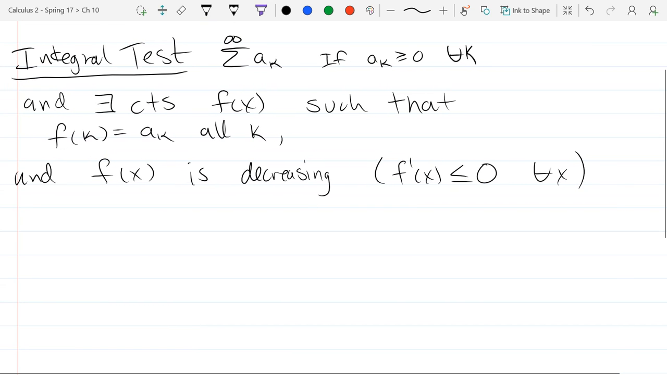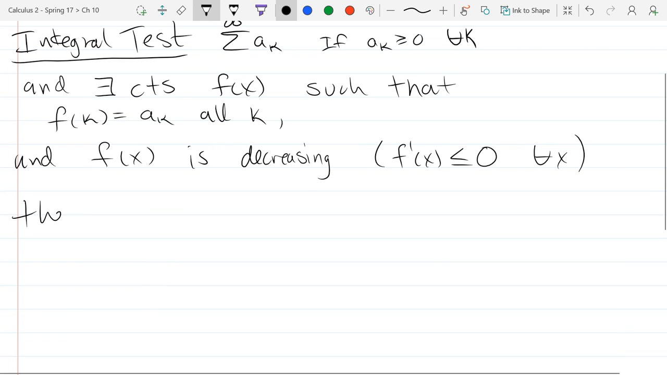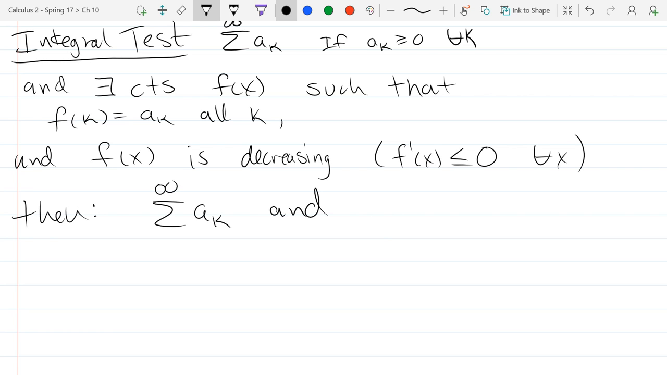All right, so this is our hypothesis. There are three things you need. You need positive terms, you need a continuous function that is equal to the terms at the integers, and you need this function to be decreasing. So if you got all these three properties, then our conclusion: the summation of a_k and the integral, I'm going to need to use a value here. So we'll say k starts at, I don't want to put a number, we'll use n0 as our minimum.